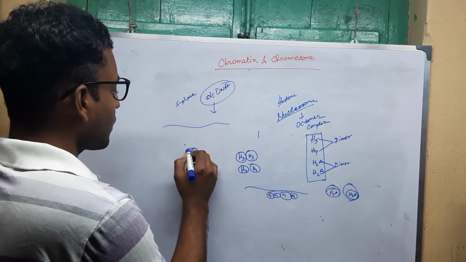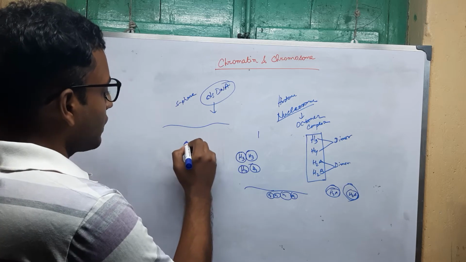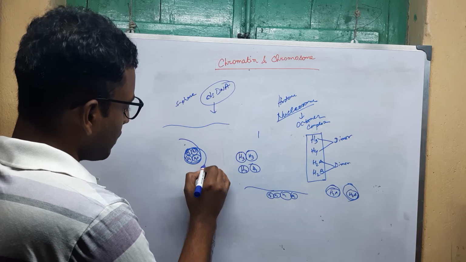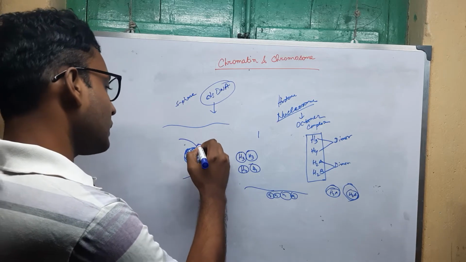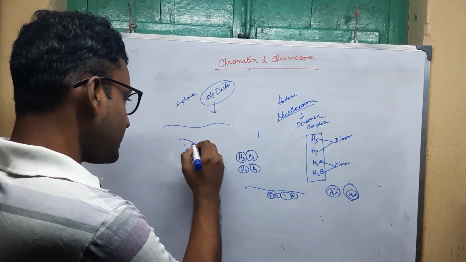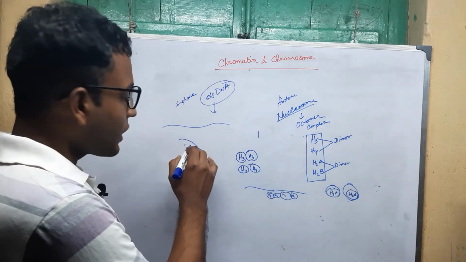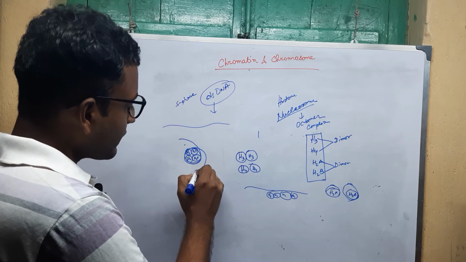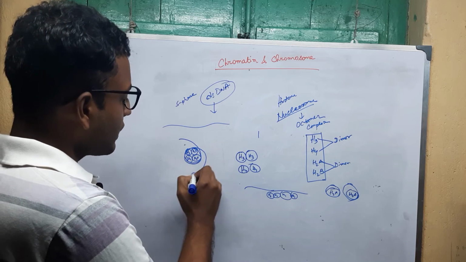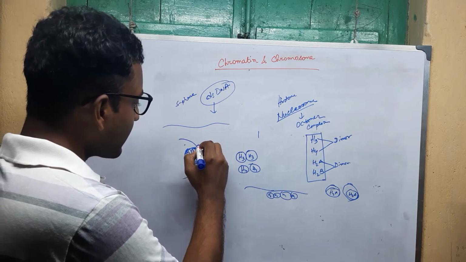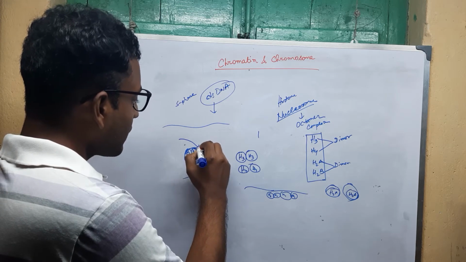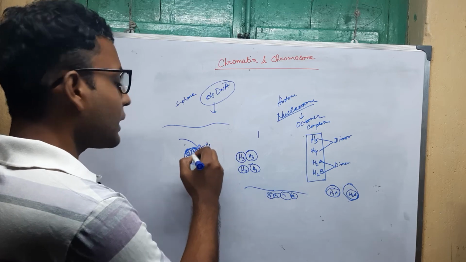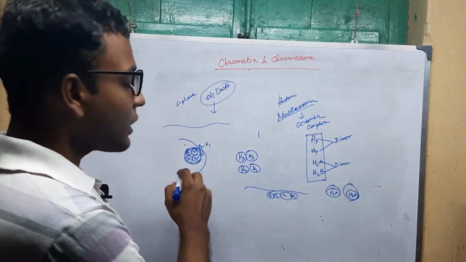And the double stranded DNA gets wound around the nucleosome complex, and at this junction where the double stranded DNA enters into the nucleosome complex and exits, a linker histone known as H1 gets attached with the complex and forms the nucleosome.